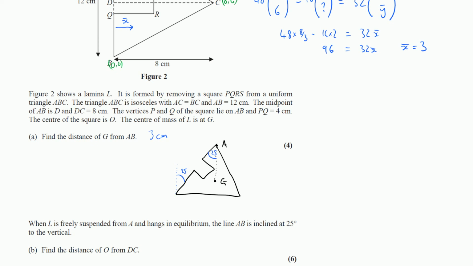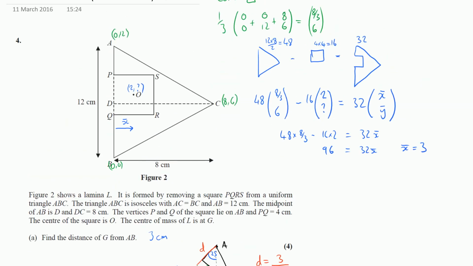In fact, I know even more than this. We worked out in the first part of the question that the distance of G from AB, this distance across here, is in fact 3 centimetres. Putting all of that together, if I know that the angle is 25 and that the length here is 3, I can work out this distance here, which is going to be d is equal to 3 divided by tan of 25. And this is great news to us, because now if I go back to this system, I know that the centre of mass is a distance of d below A.